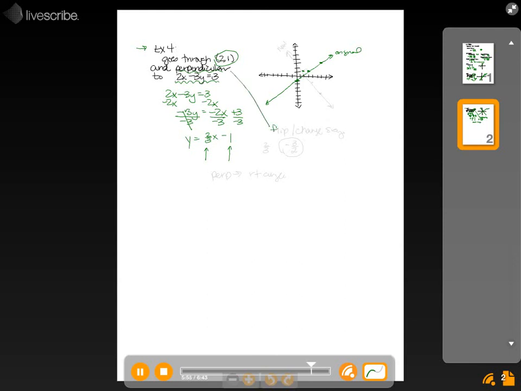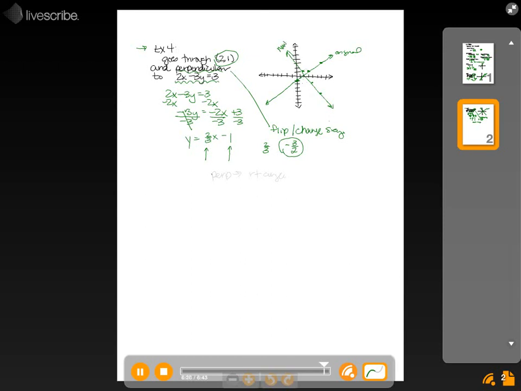And perpendicular, we do two things. We flip and change the sign of the slope they gave us. Well, our original slope was 2/3. If we flip that, we get 3/2, and then we got to change its sign, so we get negative 3/2. So we're going to start at 2, 1, the point they give us. We're going to go down 3, 1, 2, 3, over 2, put a point. Let's do it again. Down 3, over 2. And then we're going to connect those. And there's our new line.